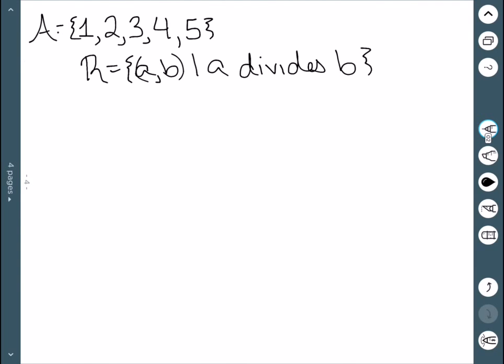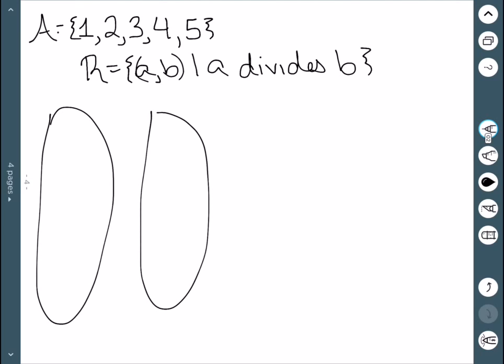Let's consider this relation. The set A is {1, 2, 3, 4, 5}, and the relation is given by (a, b) means that a divides b. We'll start with putting this in an arrow diagram. The fact that it's a relation from A to A means that both of these bubbles will look the same to start with. So 1, 2, 3, 4, 5 goes in both of them.